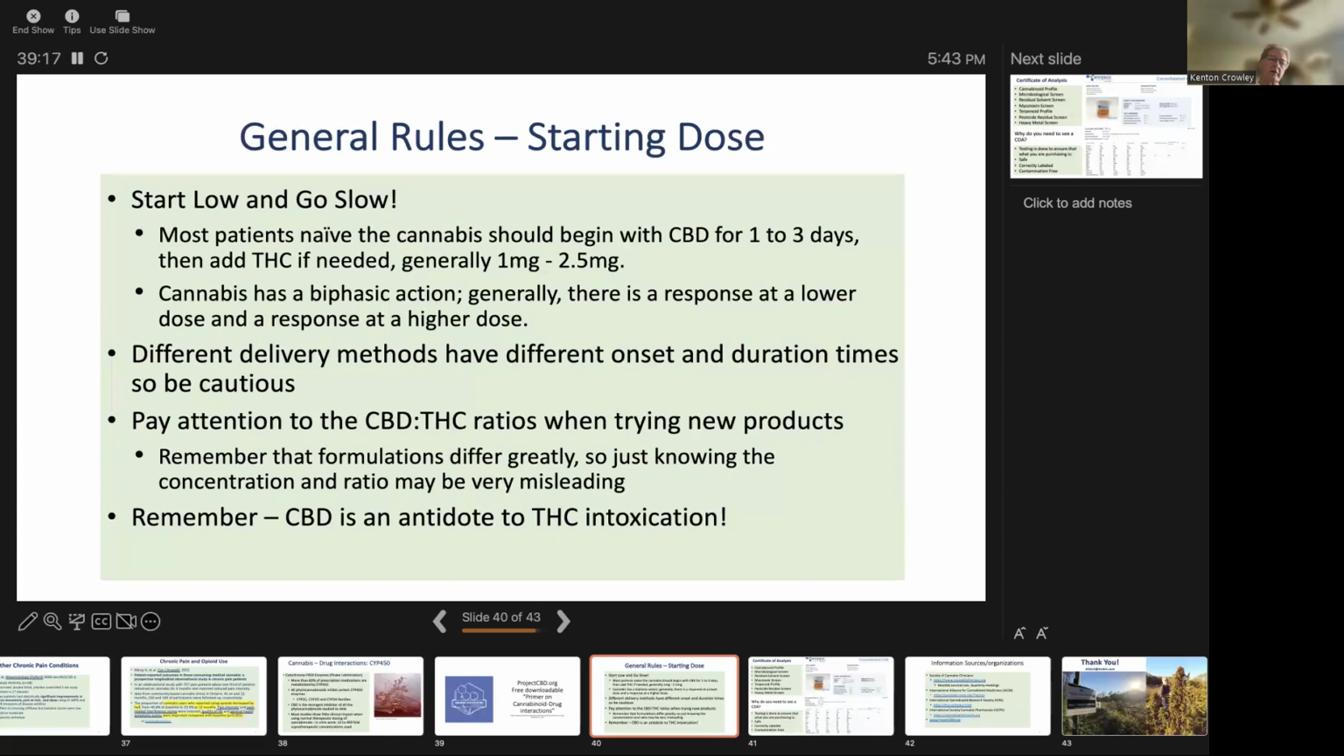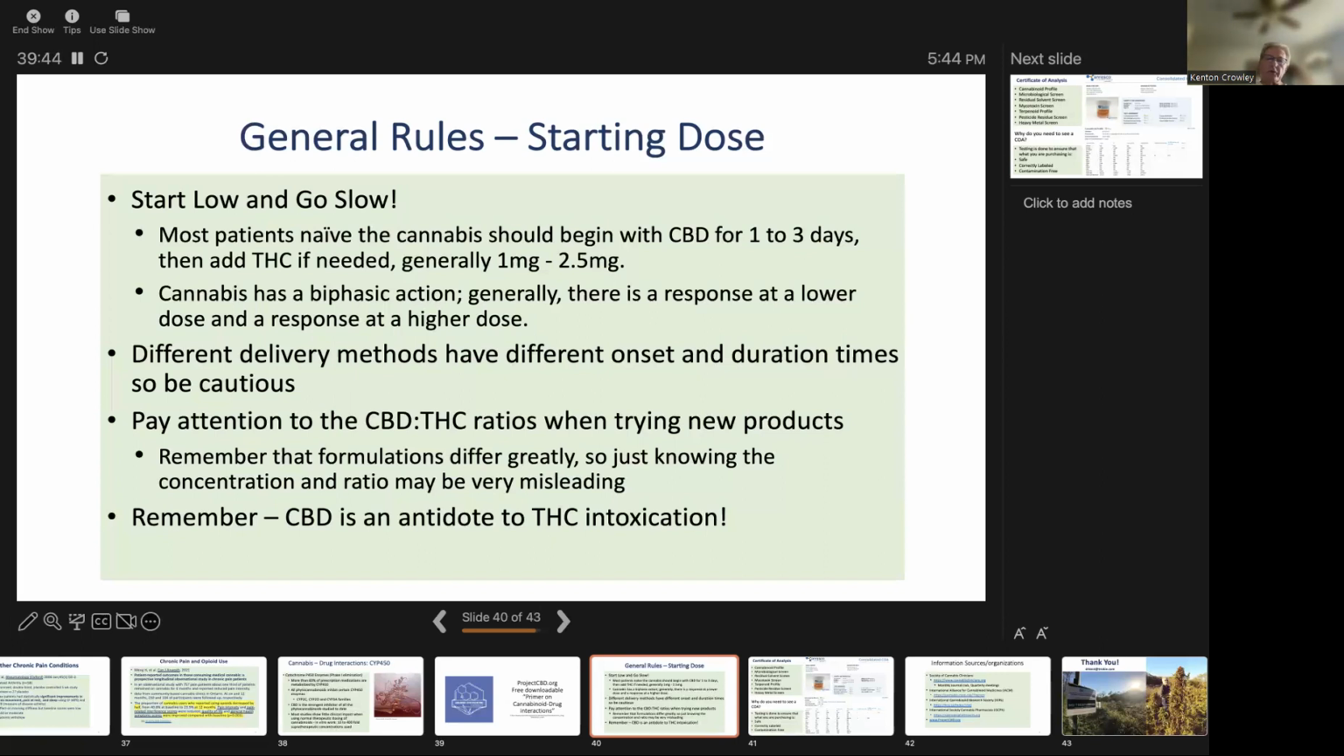Once CBD is on board, then you can add THC if you need to, generally at low doses, starting between 1 and 2.5 milligrams. Remember that the acidic forms of THC generally do not cause intoxication, only the neutral forms.